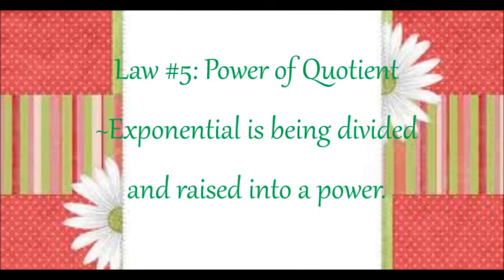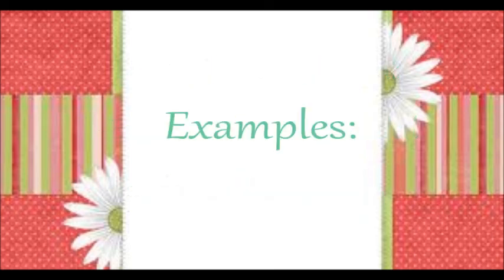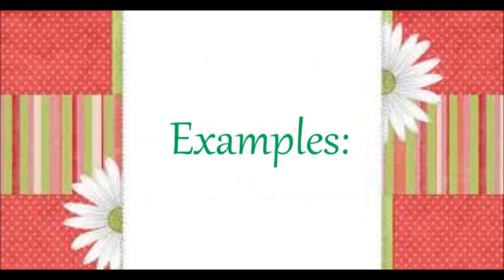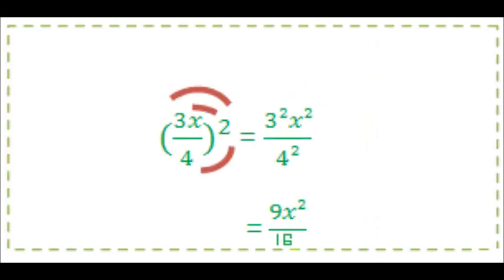Law number 5. Power of a quotient. An expression is being divided and raised to a power. Examples: 3x over 4 raised to 2. Raise each factor to its power. 3x and 4 should be raised by 2 to have 3 squared x squared over 4 squared, or 9x squared over 16.